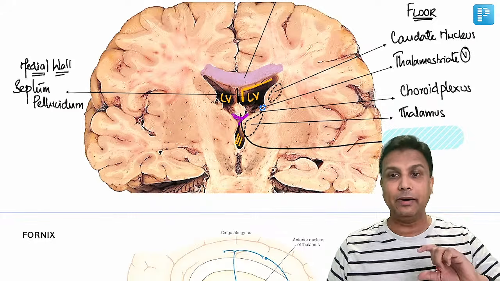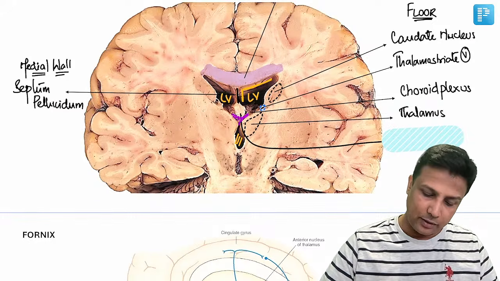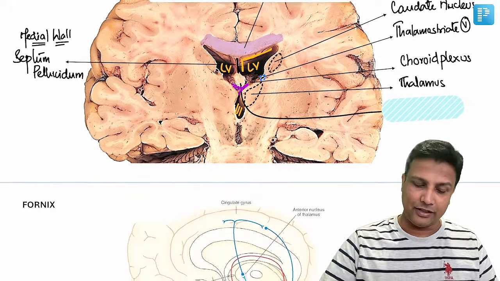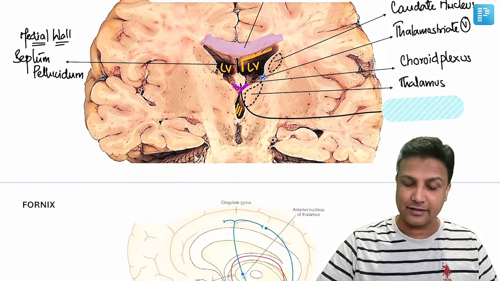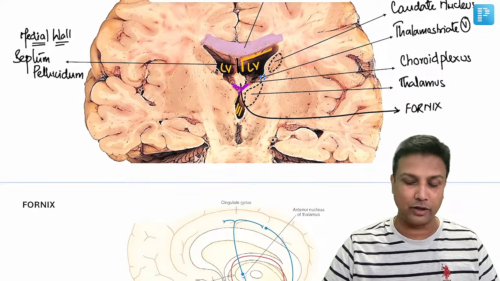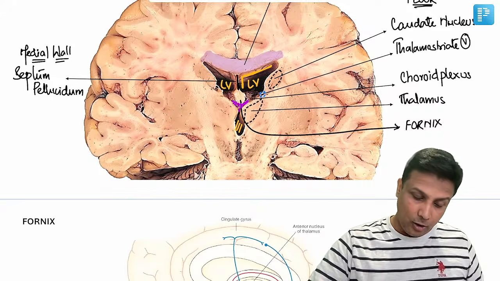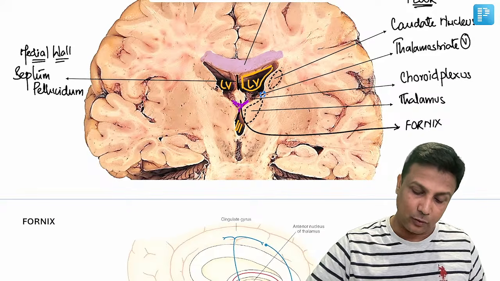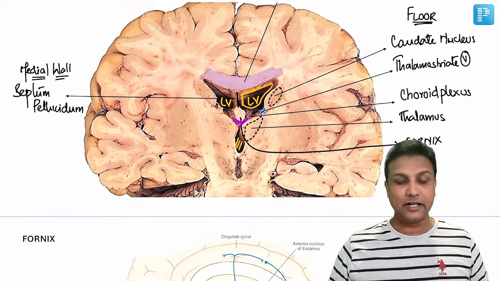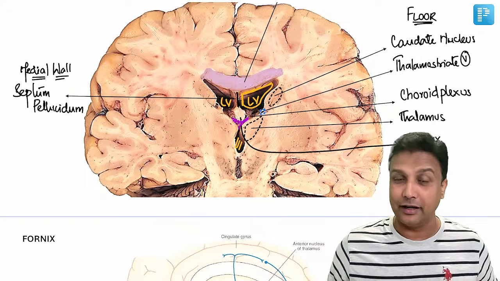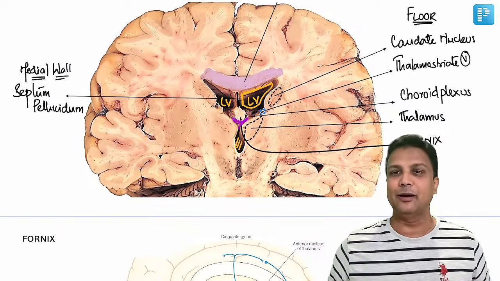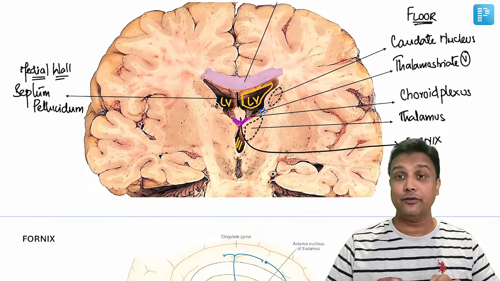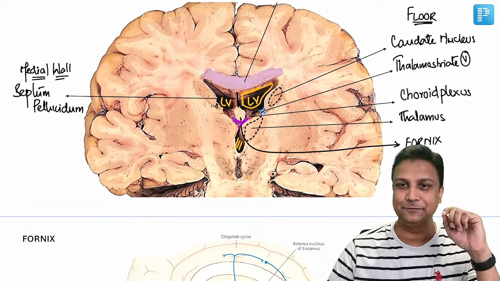If you see the lower margin of that one, attached to the lower margin of this one here will be the fornix. Now this one here will be the fornix, and that is extremely important for your exams. Now all these structures together are present in the floor of the lateral ventricle. I repeat again: the caudate nucleus, thalamostriate vein, thalamus, choroid plexus, as well as the fornix, all of them are found in the floor of the lateral ventricle.